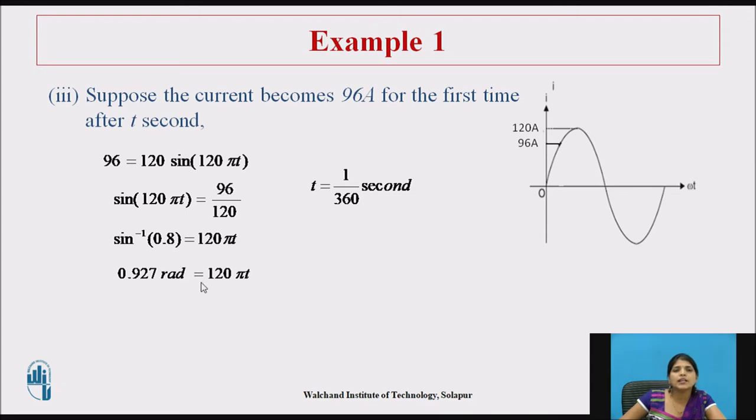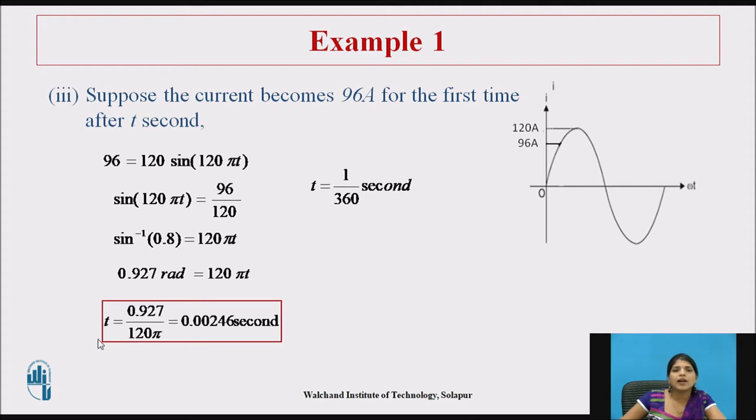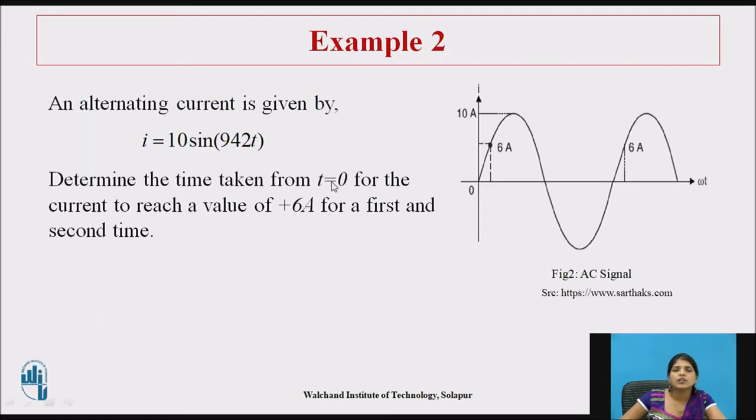0.927 radian is equal to 120 pi t. And finally, we get the time, that is 0.00246 second. This is the answer of the third question. Now, we'll solve the second example.